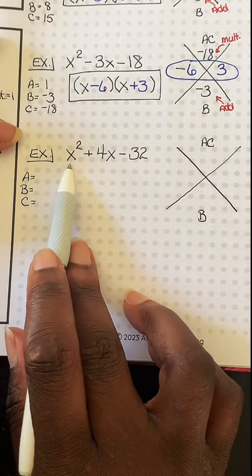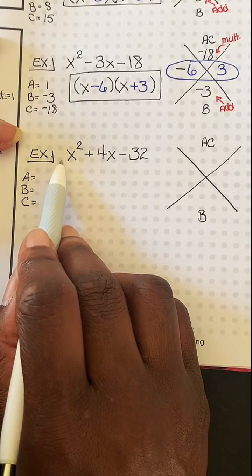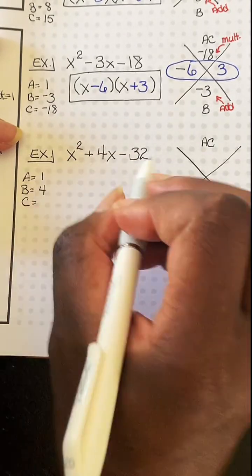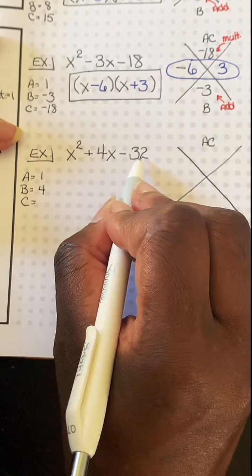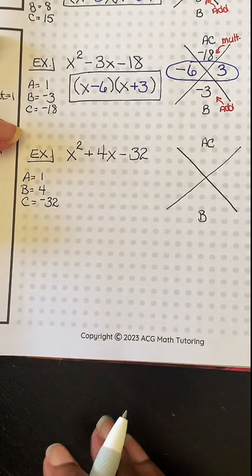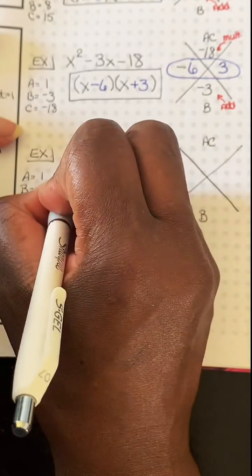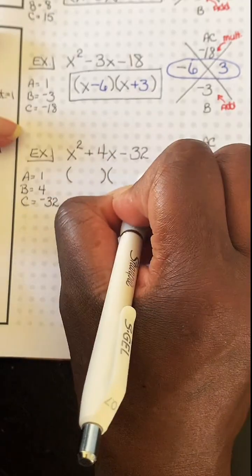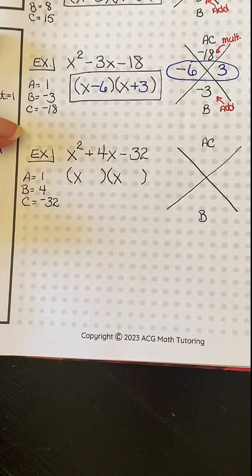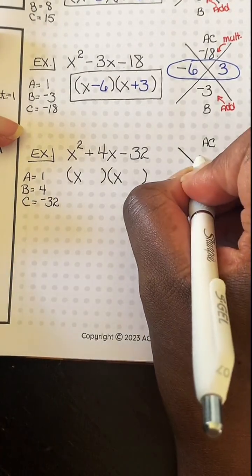All right, so we have x squared plus 4x minus 32. My a value is in front of the x squared, so that's a 1. The b is the 4. And the c is my constant with the signage, so that's a negative 32. Once our leading coefficient is a 1, we're just going to split our x's. Multiply our a and our c, we get negative 32.